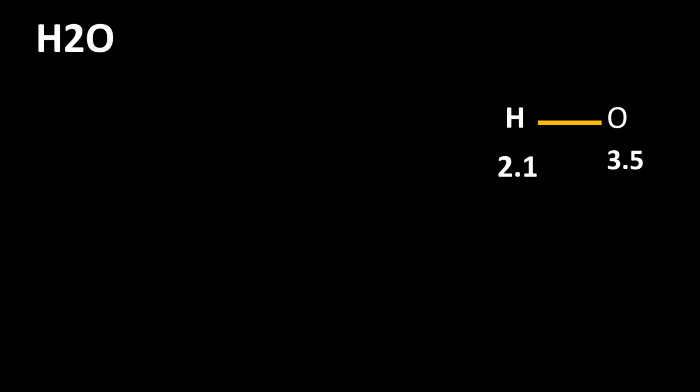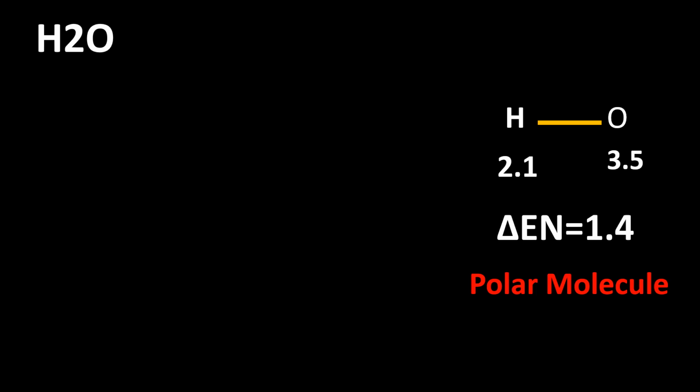Okay, now we look at another example, the water molecule. In water, there is a bond between hydrogen and oxygen. The electronegativity of hydrogen is 2.1 while oxygen is 3.5, so the electronegativity difference is equal to 1.4. So this bond will be a polar bond and this molecule will be a polar molecule.